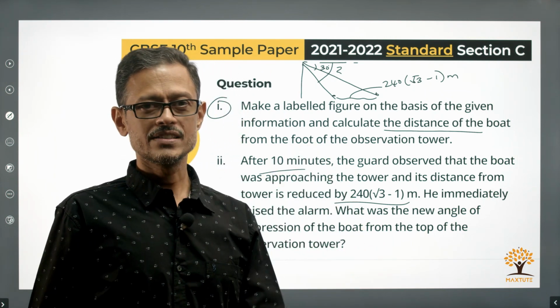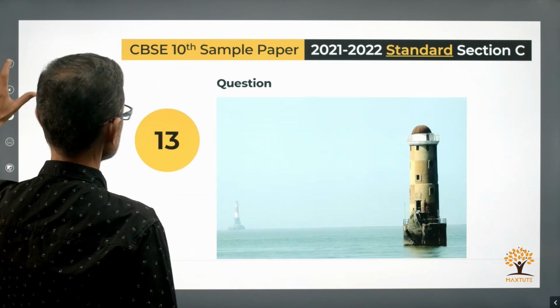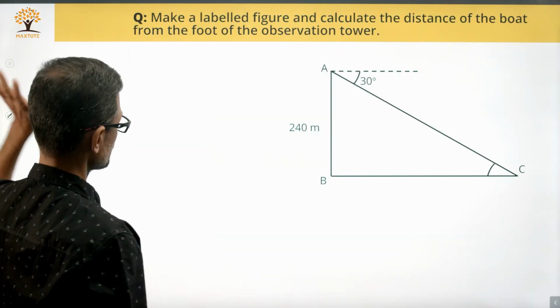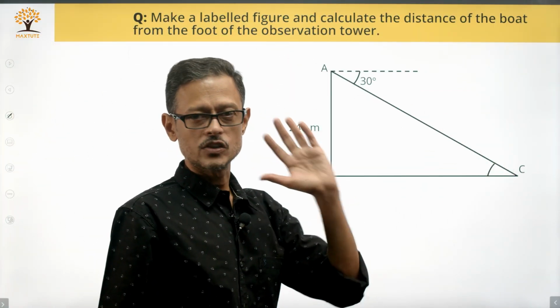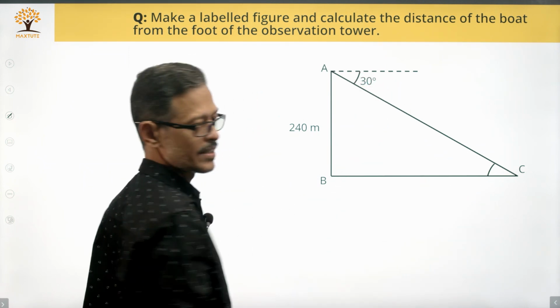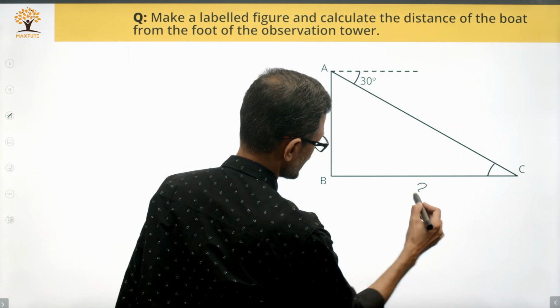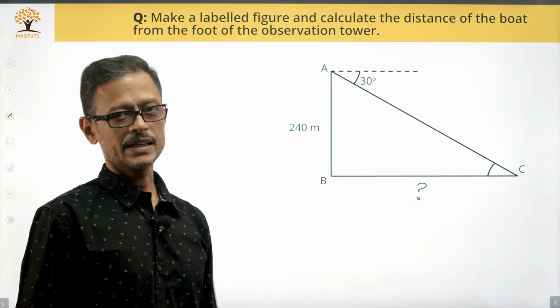Quickly, let's draw these diagrams properly in a printed form, and solve the questions starting from part 1, right? They've given us an image of a lighthouse and a tower, observation tower, right? So we're looking at the first part. This is when he's first observing this boat. The angle of depression is equal to 30 degrees. Height of the tower is equal to 240. What we need to find out is how far the boat is from the foot of the tower. BC is what we are trying to find out.